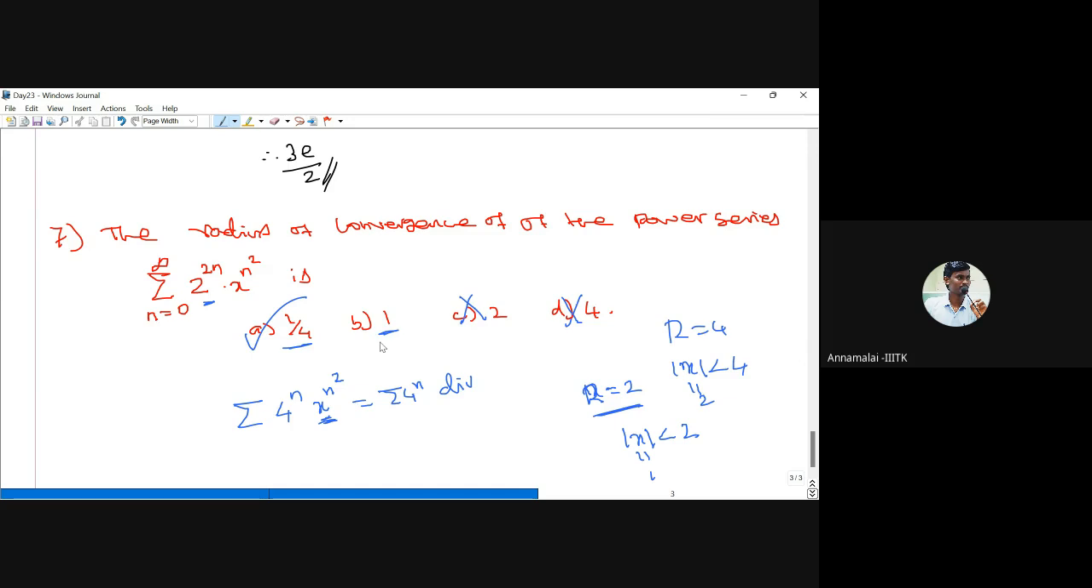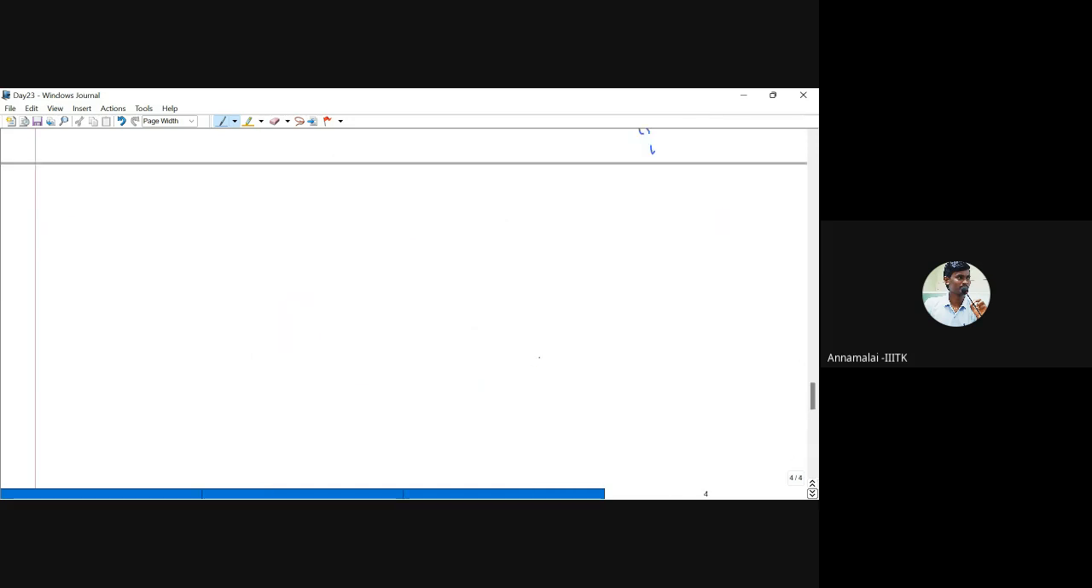The next problem, 8th problem. Okay, consider this sequence x_n is 2 power 2n times 1 minus cos of 1 by 2 power n. What can you say about the sequence? So this is defined for all n in N.